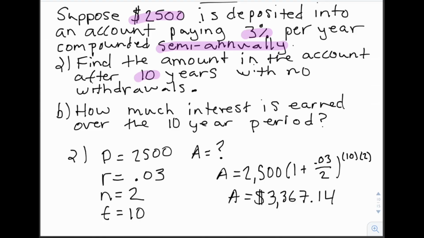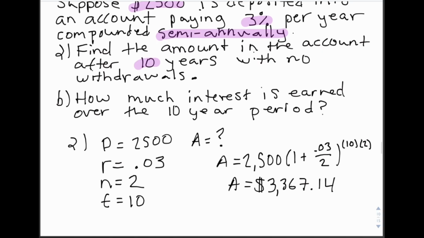If we got some sort of value that's lower than 2,500, then we would need to go ahead and look at our calculations to make sure we did everything correctly. Now, B asks us how much interest is earned over the 10-year period. So, in order to answer this question, we know that our dollar amount after 10 years was $3,367.14. So in order to find out how much interest we earned over the 10-year period, we can take this amount after the 10 years and then subtract what we initially put into our account.